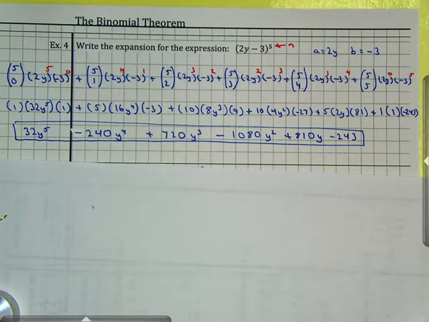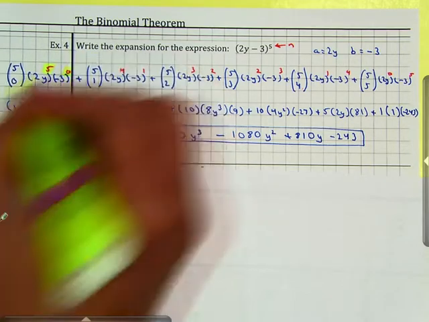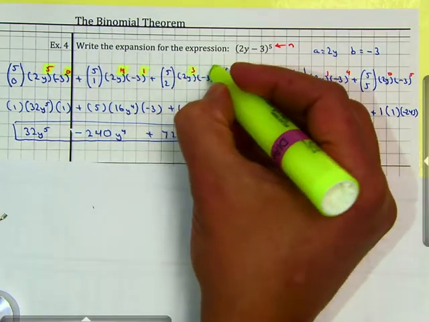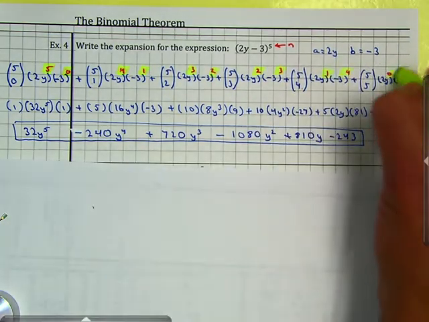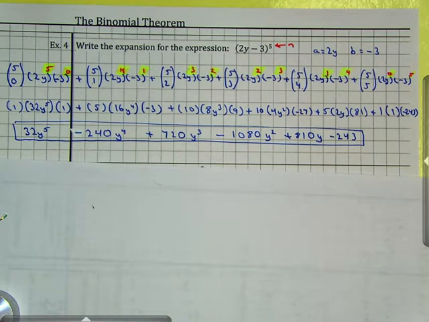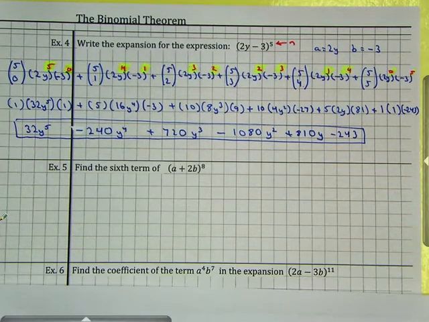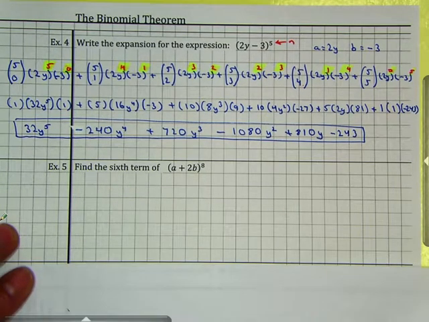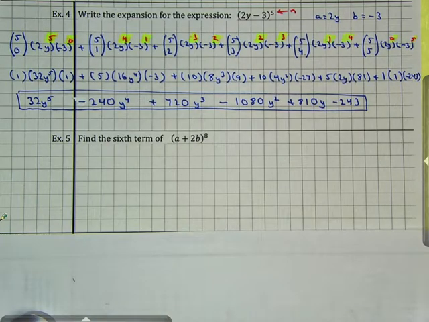Something else that you want to keep in mind is that if you add your exponents, 5 plus 0 is 5, 4 plus 1 is 5, 3 plus 2 is 5, 2 plus 3 is 5. So that will help you on the next problem. Example number 5. Go and write it down.